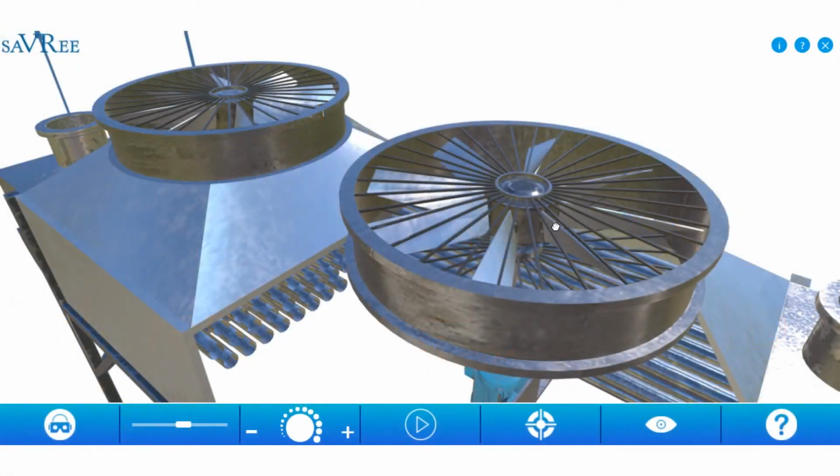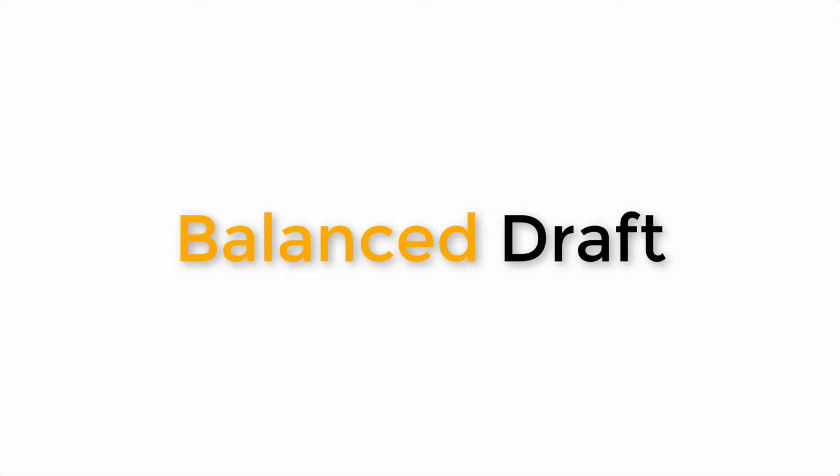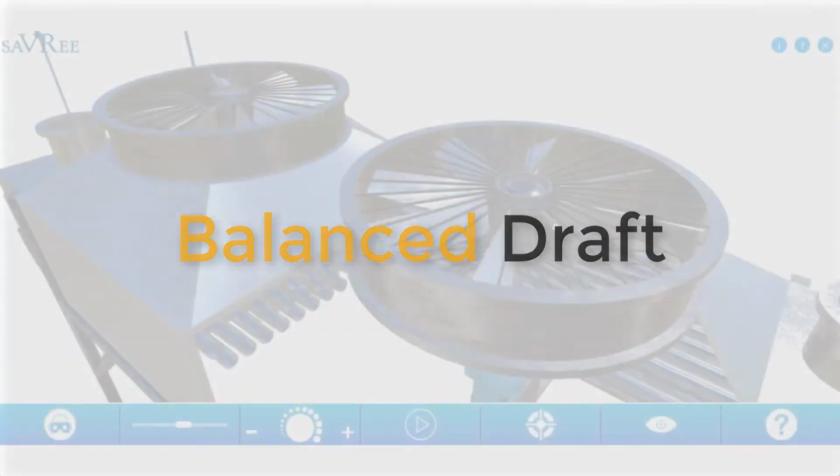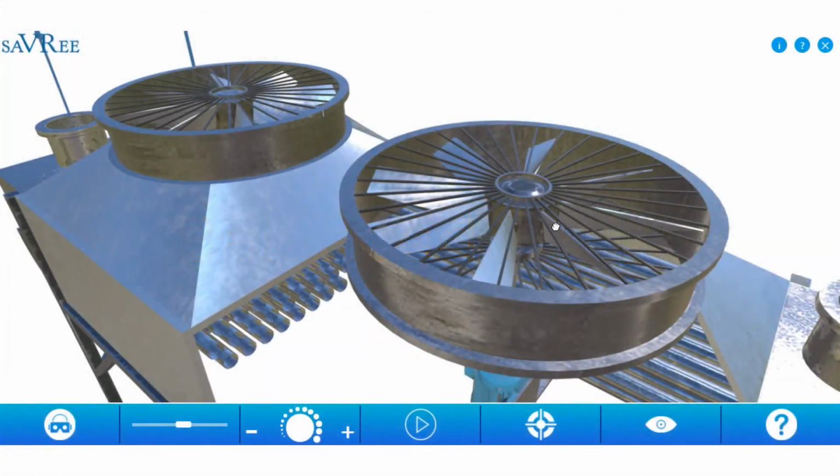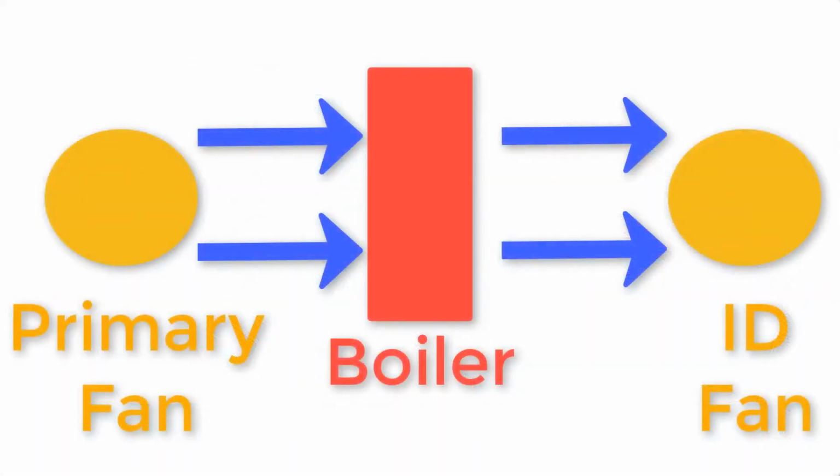And that brings us on now to our final type of draft, and that is balanced draft. Balanced draft simply means that you're supplying air into a space, let's imagine a boiler, and you're drawing the same volume of air back out again on the opposite side. So we can see on the diagram here there's a fan or a primary fan supplying air to a boiler for combustion. Now we don't want the exhaust gas hanging around inside the boiler because you can't burn the oxygen twice. The oxygen's been depleted, that's why it's exhaust gas. So we need to get rid of that exhaust gas as quickly as possible.